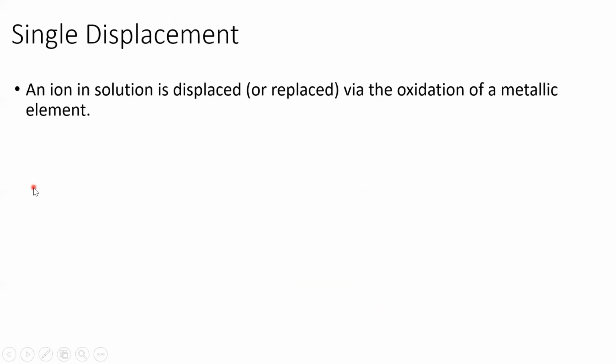We're going to look at single displacement reactions. So a single displacement reaction, one that you talked about at length in Chem 1, we're looking at an ion in a solution is displaced or replaced by a metallic element.